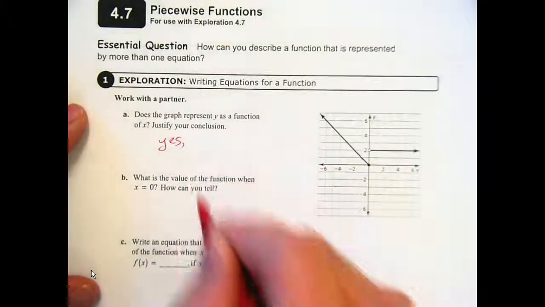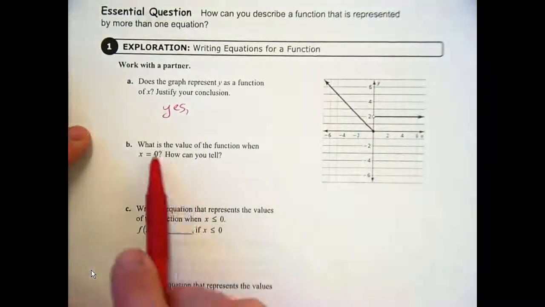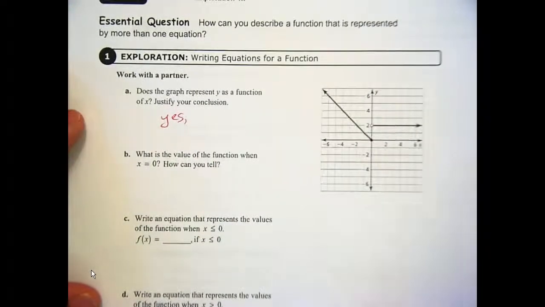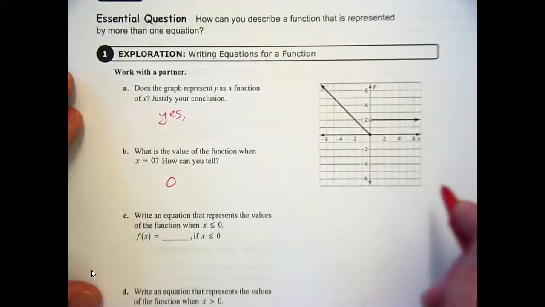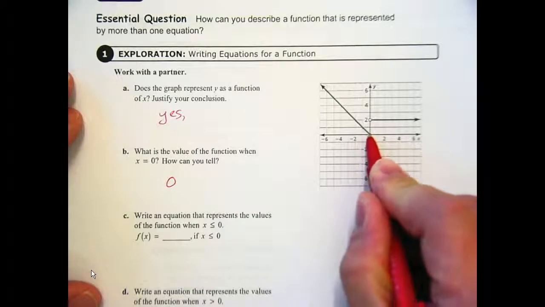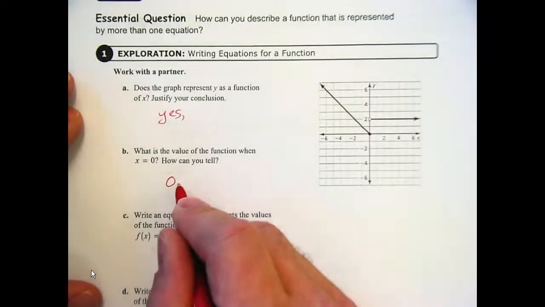Letter B, what is the value of the function when x is 0? Mac? Zero. It is zero. How can you tell? Yeah, when you go to zero for x, the graph is on zero for y. It's at zero, zero. It crosses the origin, passes through the origin.